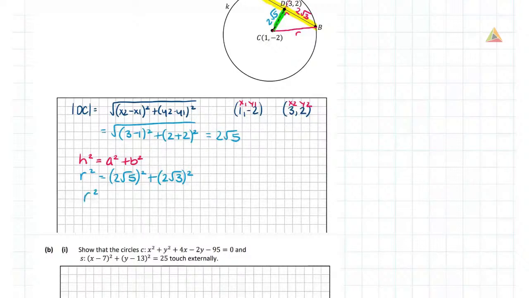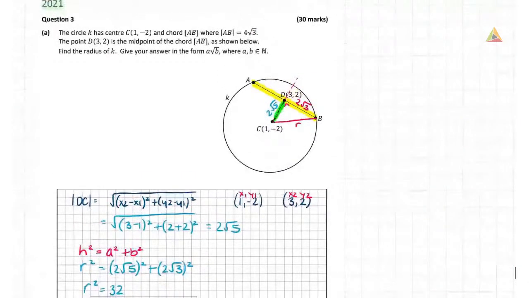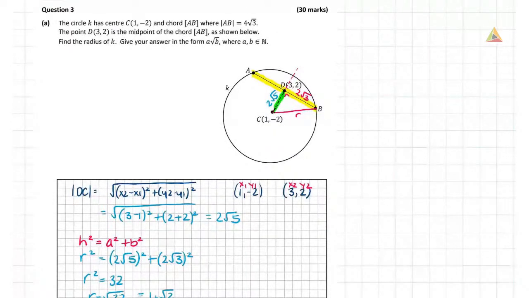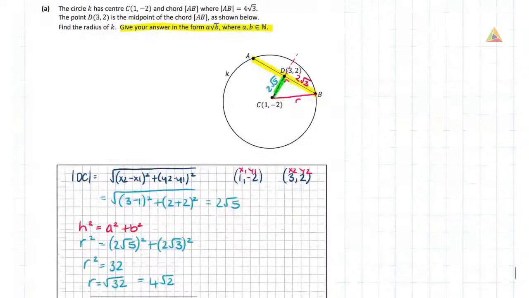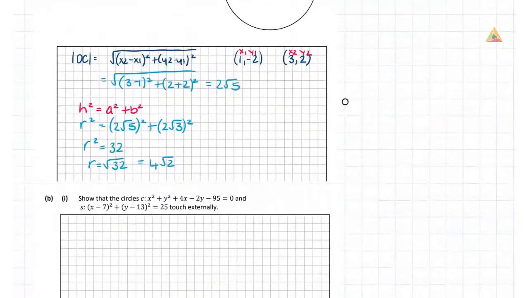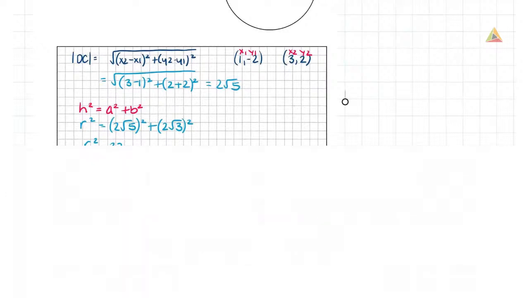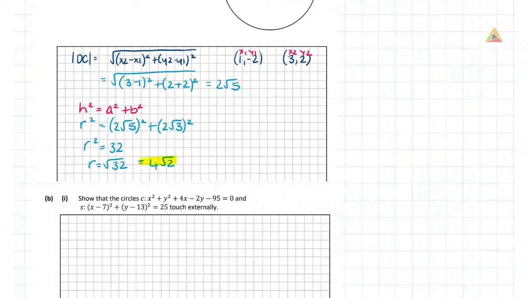So the radius squared is going to be 32. So the radius is going to be the square root of 32, or 4 root 2. Okay, and we've got units, I think? No, we have no units in this question, so we don't need to put units in our answer. But just check, give your answer in the form a root b, where a and b are both natural numbers, so positive whole numbers. And sorry, that's exactly what we've done there. It's going to be 4 root 2.